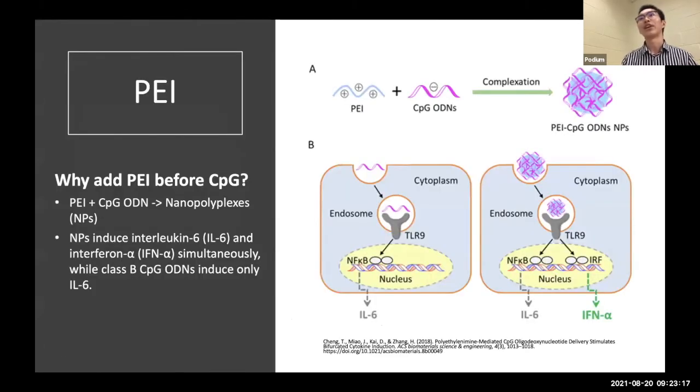Before we get into the data, I'm going to talk about PEI. We added PEI to form the CpG-PEI complex because, as you can see over here, when you only add CpG to the cells, it only induces IL-6. But when you add the complex, it also induces interferon alpha. So that's why we used CpG-PEI.